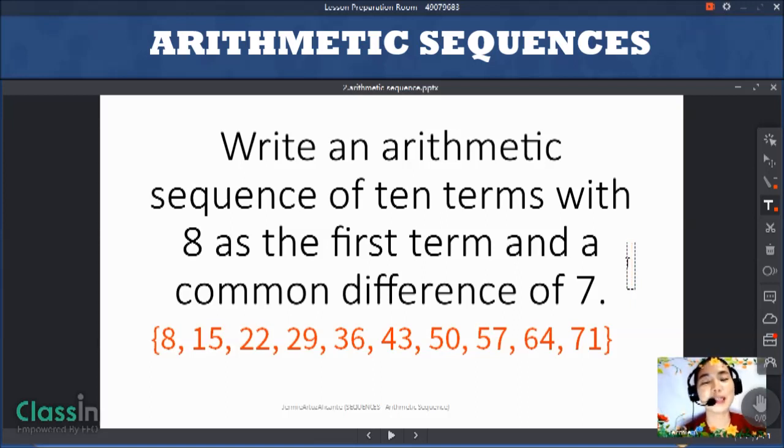So how many points did you get? Did you get the perfect score of 20 over 20? Good job. Now, if you have questions, you can do further reading about arithmetic sequences. The link is down below.